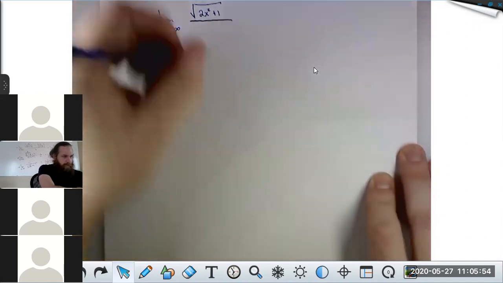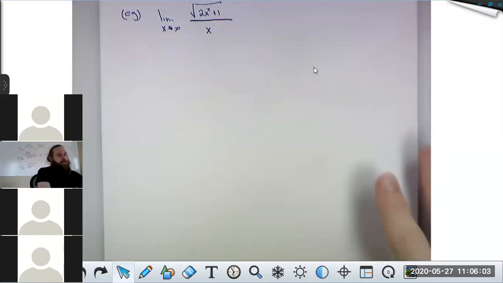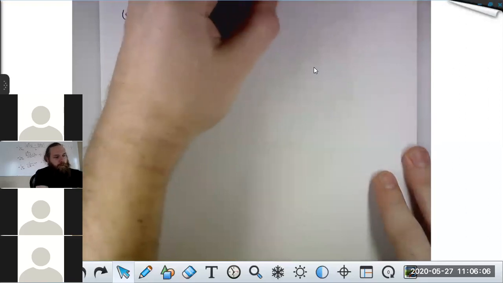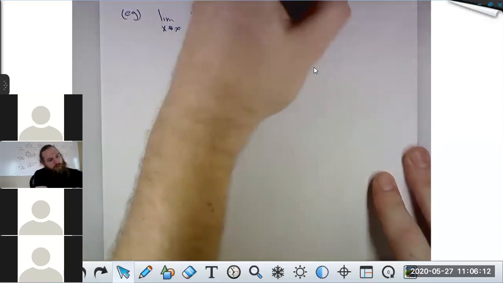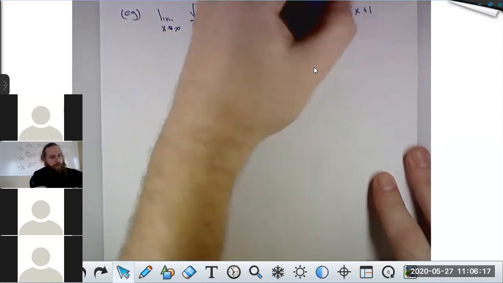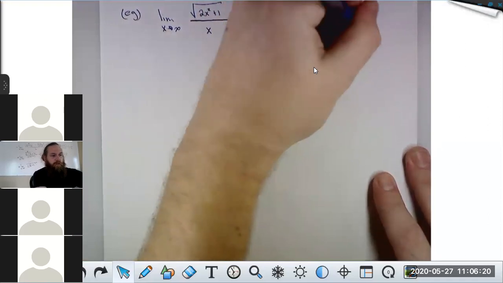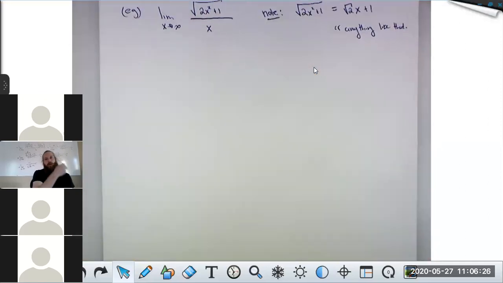So I want to find the limit as x goes to infinity of the square root of 2x squared plus 1, all divided by x. First important thing, a mistake I see a lot: the square root of 2x squared plus 1 is definitely not equal to the square root of 2 times x plus 1 or anything like that. You can't distribute the square root, right? You cannot give the square root to the 2x squared and the 1 separately. Doesn't work like that. It's just incorrect algebra. Can't be done.